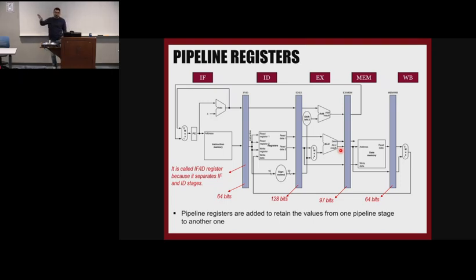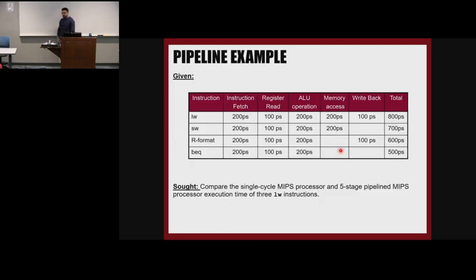So this is how much storage we need to add to the datapath to support pipelining. Right there we have the overhead. This adds some overhead, but it's absolutely worth it in terms of how much time we can save by pipelining. All right, so now let's have this example.